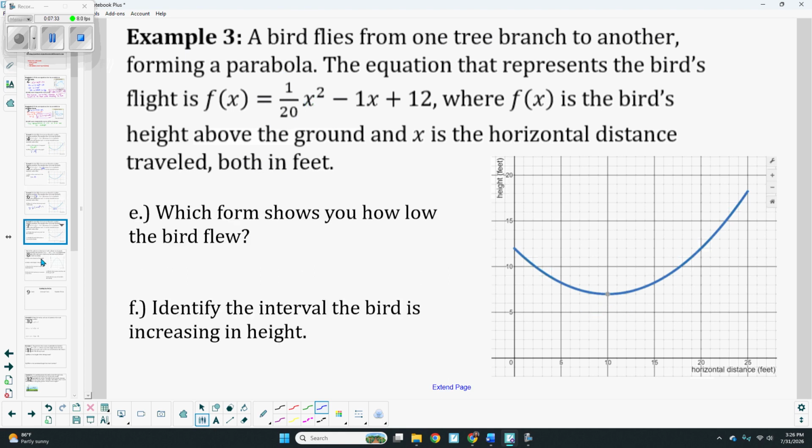Part E, which of those forms, standard or vertex, would show you how low the bird flew? So that would be vertex form, right? The vertex form shows you the vertex, which allows you to know the min or the max.